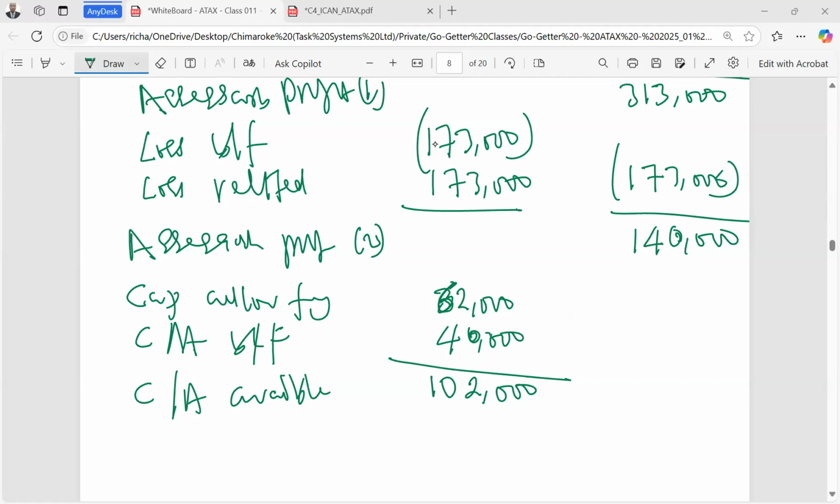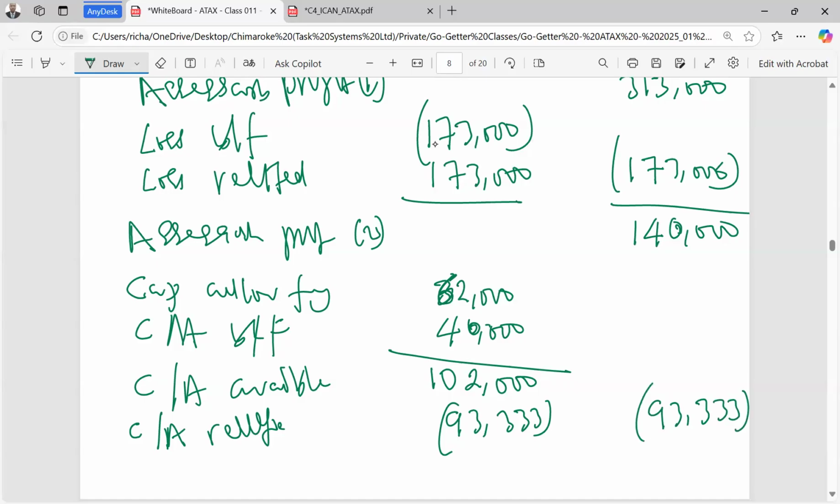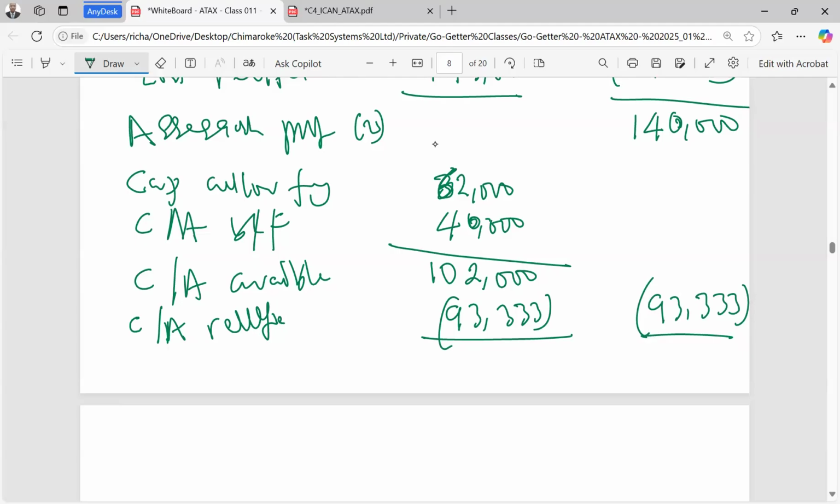So you will say capital allowance relieved will be 93,333. Now take note, I have altered this question. So when you are reading it from your book, you will not ask me, how did I get this 93,333? I altered this question so that I will now have capital allowance carried forward.